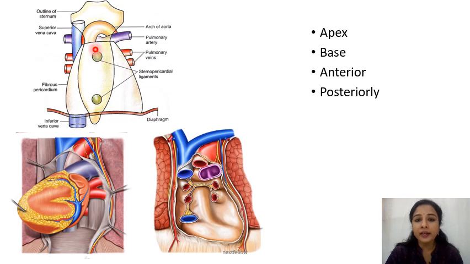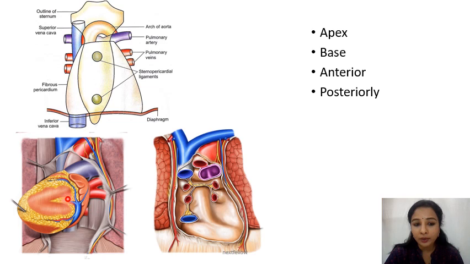Anteriorly it is related to the sternum. We can see here the sternum, and two ligaments which connect the posterior surface of the sternum with the pericardium, called the sternopericardial ligaments. This is the superior and this is the inferior sternopericardial ligament. These are the anterior relations, and anteriorly the pericardium extends from the second costal cartilage to the sixth costal cartilage on each side. The second is at the level of the sternal angle, so the apex is at the level of the sternal angle.